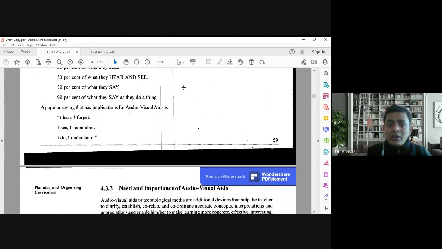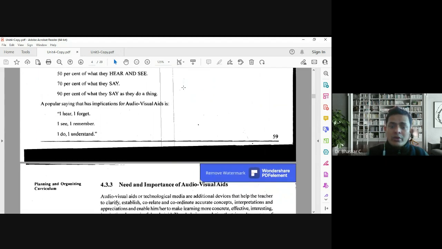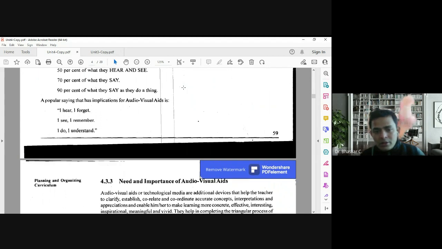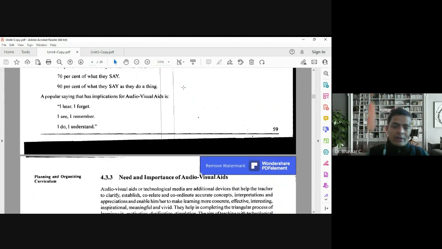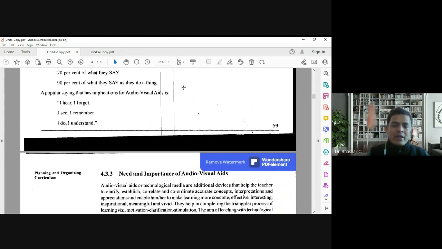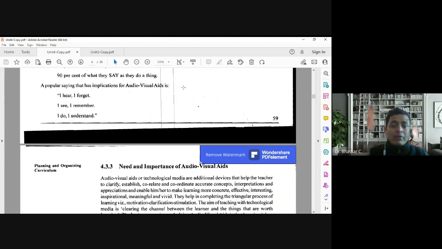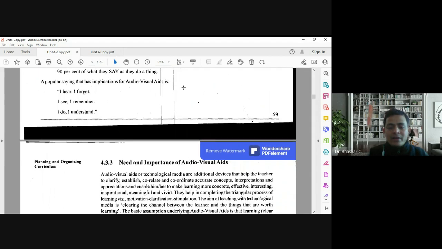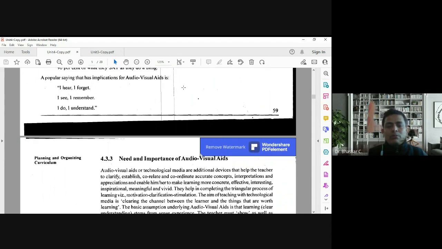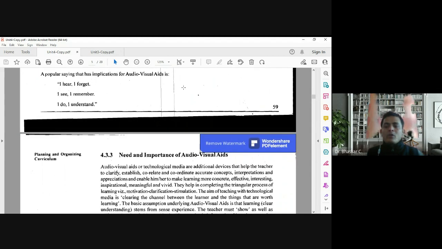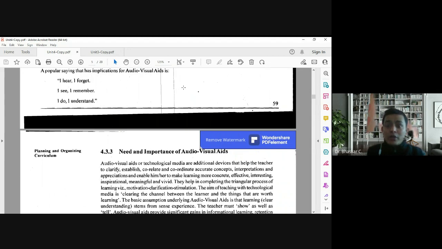our mind keeps the record of what we hear, what we see, what we say. So this is the record of these things. And there is a popular saying also: when I hear, I forget; when I see something, I remember; but when I do it, then I understand it. So the most important part of mass media is just by doing it, right?